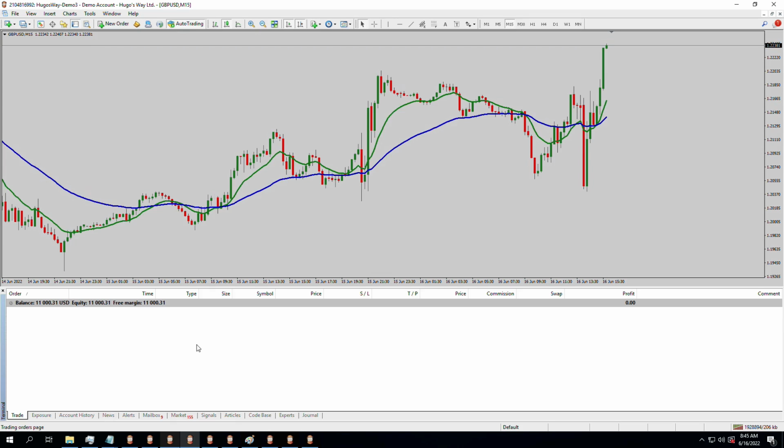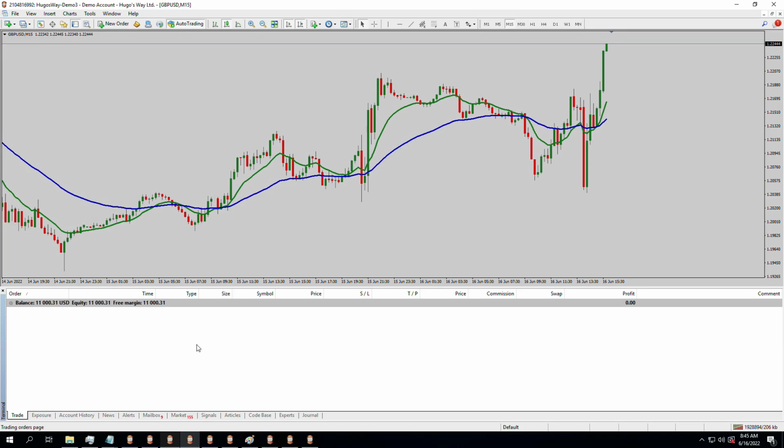Now, what's interesting about this robot is it's called the double in a day hedged EA. And the point being is that it potentially has proven to double accounts in a day. And what it does is at whatever time you tell it to, it will enter a buy and a sell trade at exactly the same time. And it will manage each one of those trades individually.